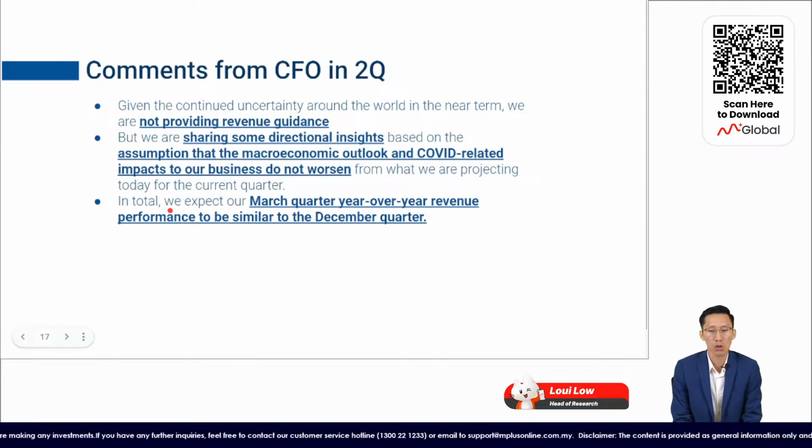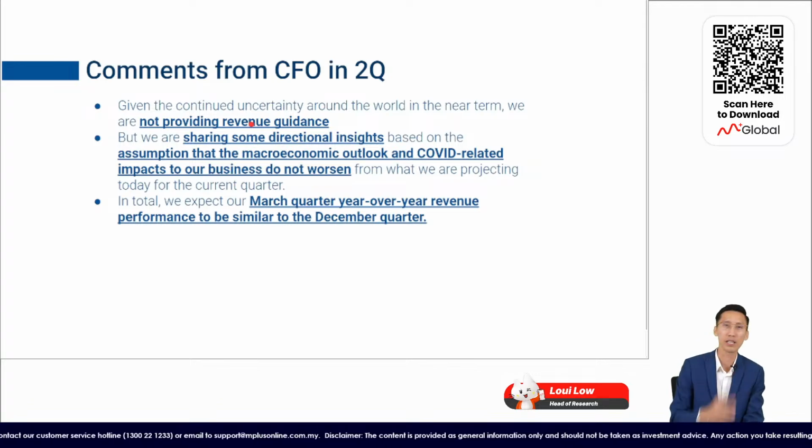Okay, so comments from the CFO in the recent quarter, and we can understand that they are not really providing a revenue guidance, because I think it has been a very challenging time for them, and they are just sharing some directional insights that based on all these macroeconomic factors, we have seen a lot of lockdowns being uplifted. That is a good sign. COVID-related impacts to our business do not worsen, which means we are out of this COVID pandemic era, right? And even China is already reopening their borders. So these kinds of events are happening in the world, and therefore it shouldn't dampen their business too much.